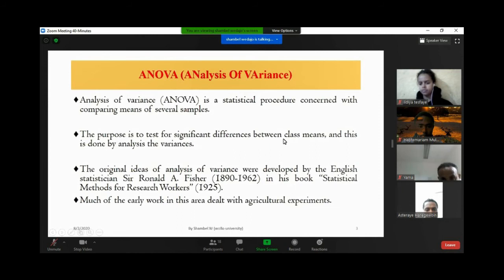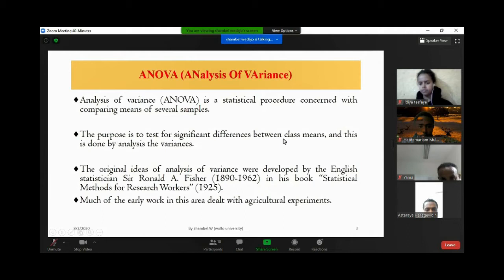Having a mean of 7 in one sample and 8 or 9 in another may not have clinical significance, but in statistics there may be a significant difference, so we should consider a significant difference between class means. This is done by using analysis of variance.